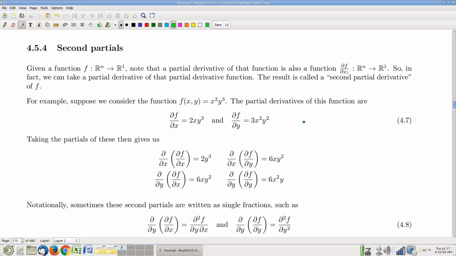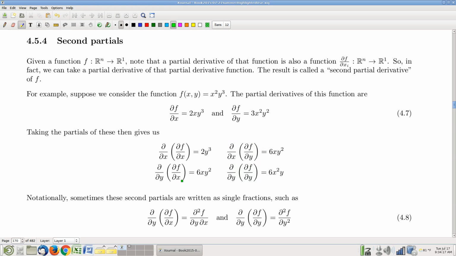So you can talk about taking a partial derivative of this new function, which itself is already a partial derivative. So second partial is what we call it. The notation's pretty reasonable. This is how we denote taking the x partial of the x partial of a function. Right?